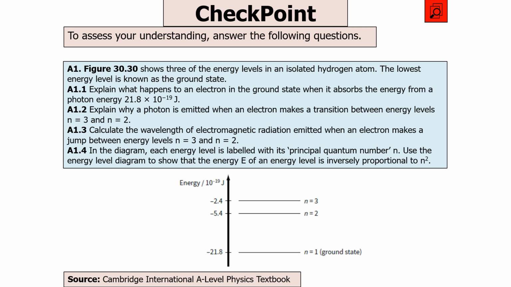Explain why a photon is emitted when an electron makes a transition between energy levels n equals 3 and n equals 2. Calculate the wavelength of electromagnetic radiation emitted when an electron makes a jump between n equals 3 and n equals 2. In the diagram, each energy level is labelled with its principal quantum number n. Use the energy level diagram to show that the energy E of an energy level is inversely proportional to n squared. So pause the video now, then unpause the video when you want to go through your answer.